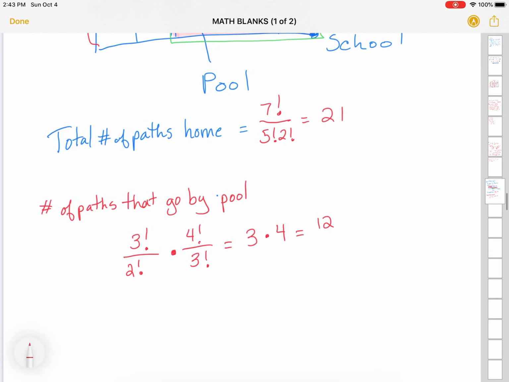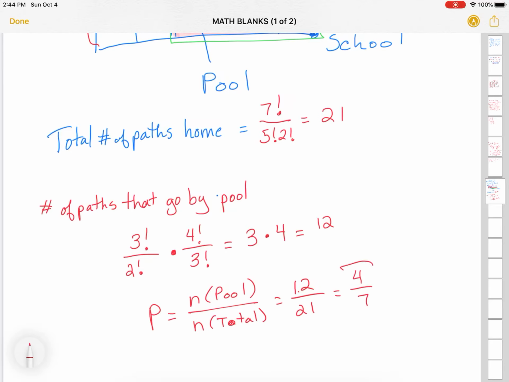12. So for our probability, it's going to be the number of paths that go by the pool over the total paths. So that would be 12 over 21. And I can reduce that to lowest terms. I can divide the top and the bottom by 3, so I would get 4 over 7 for my probability. I hope that helps.